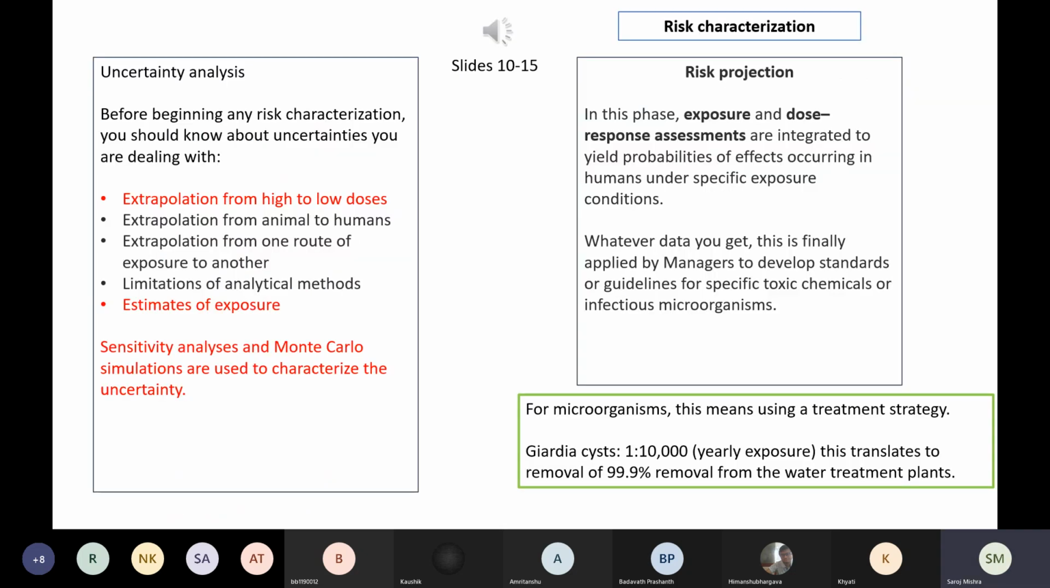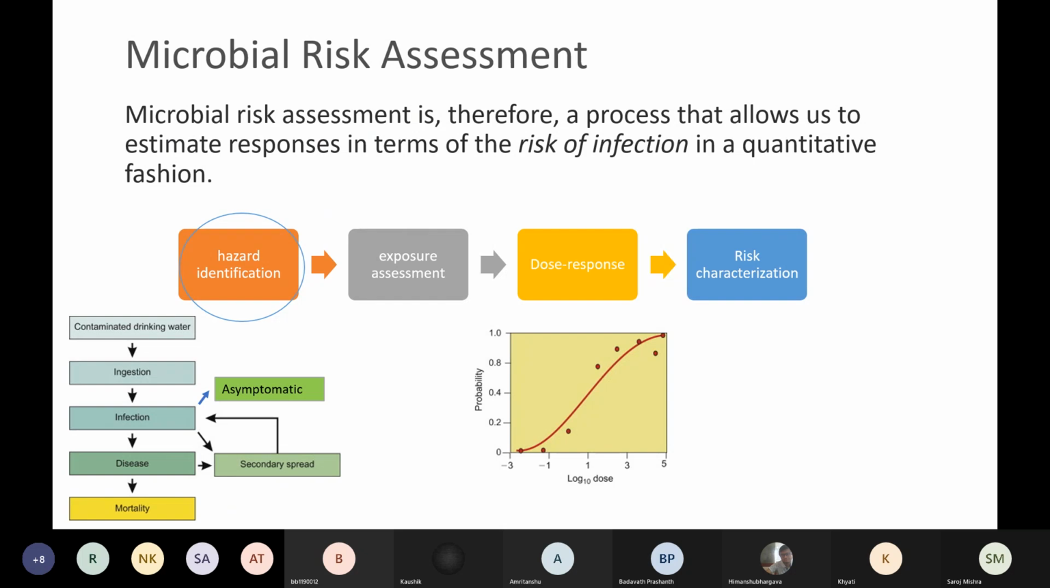Okay, I will skip this slide and you can listen to it. It's pretty clear. Okay, so let me just take a pause here. We learned about the dose response curve and how to calculate.